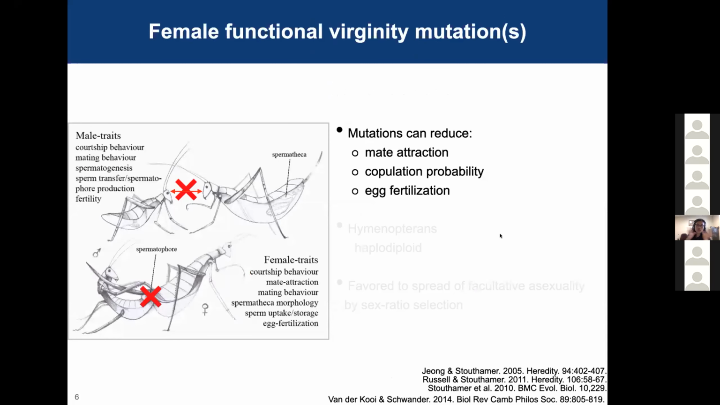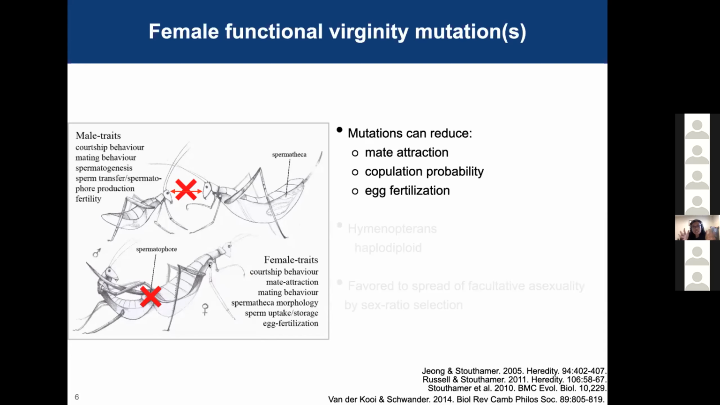Here I'm just focusing on one trait in particular, the female functional virginity mutation. This occurs when a mutation causes females to have reduced mate attraction or reduced copulation probability or behavior, or, even if they do mate, reduced egg fertilization.